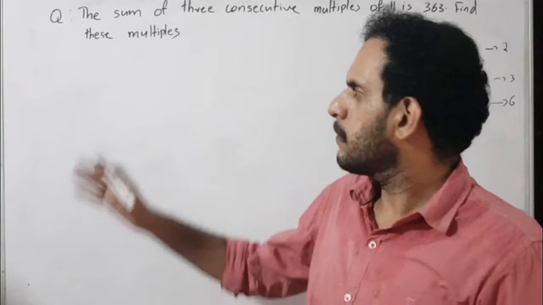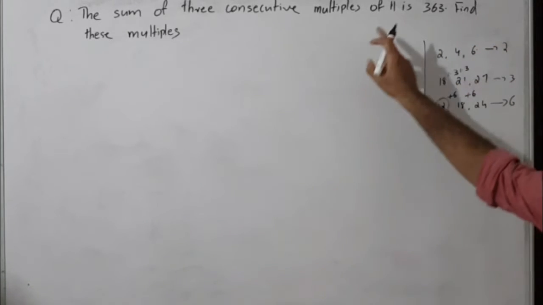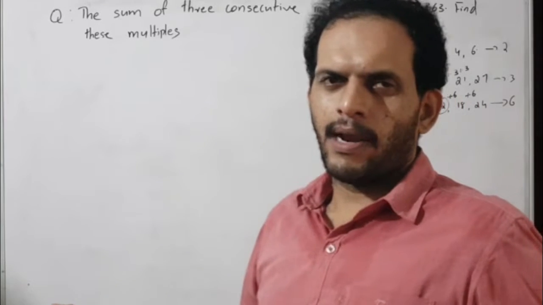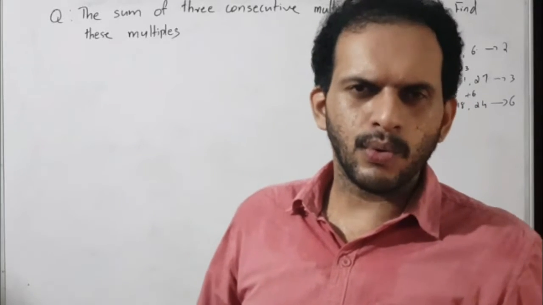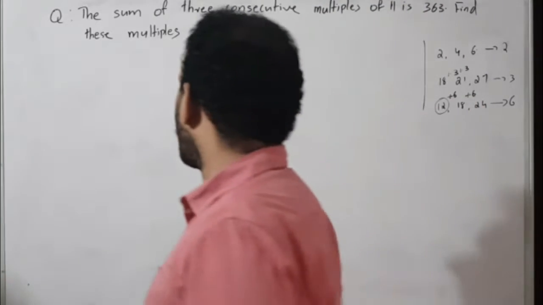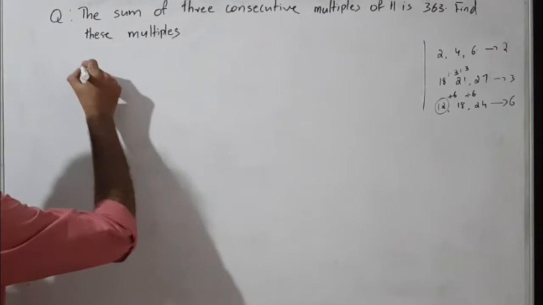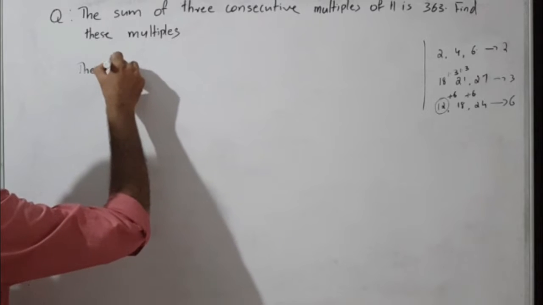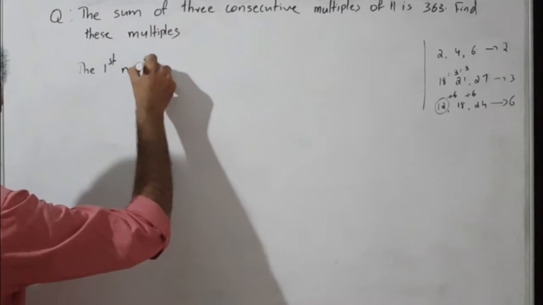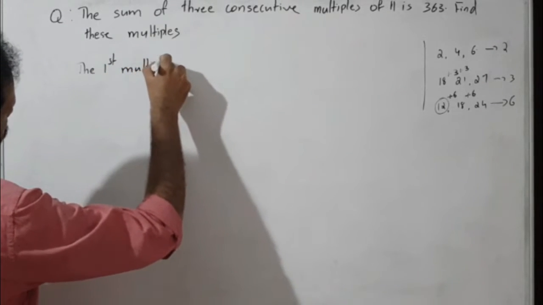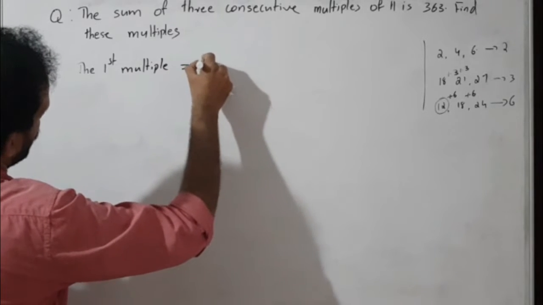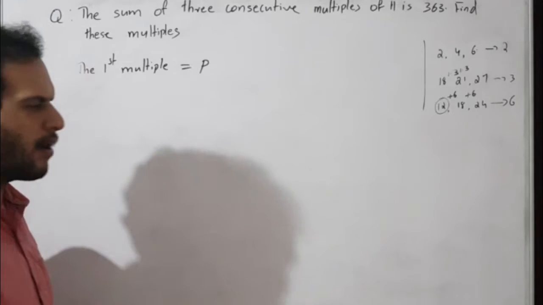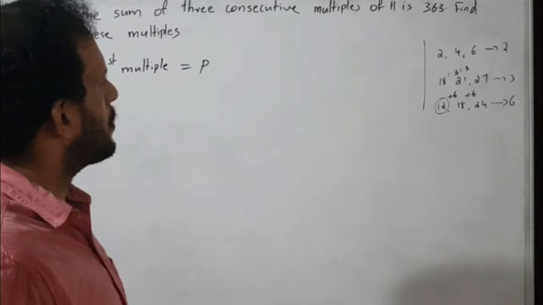Like this. Here, we need to find the consecutive multiples of 11. So, we don't know any multiples. Correct? We have the 3 multiples, so we choose the first multiple as a variable. The first multiple is equal to P. We don't know what is the number, so we choose the first multiple is equal to P.